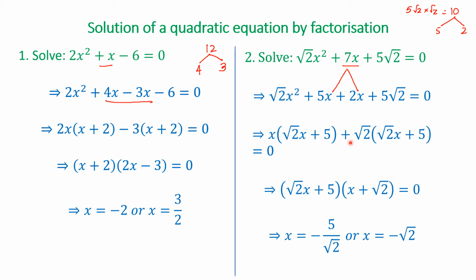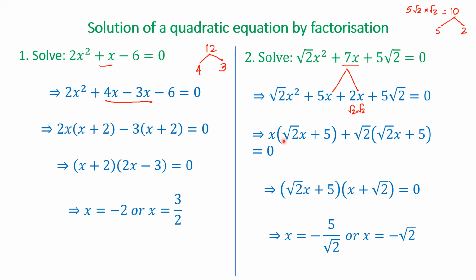Then from these two terms, I have only x coming out common, and I am left with root 2 x over here plus 5 over here. Again from these two, 2 is consisting of root 2 into root 2, and therefore one root 2 comes out common outside and the other root 2 stays inside the bracket with x. And from here root 2 has gone out, so only 5 is remaining.